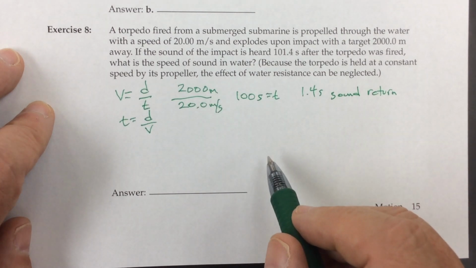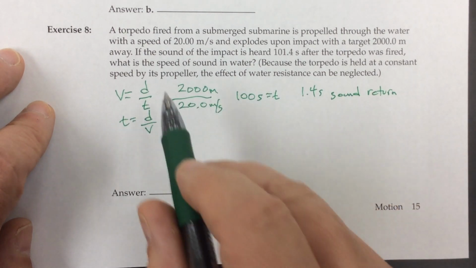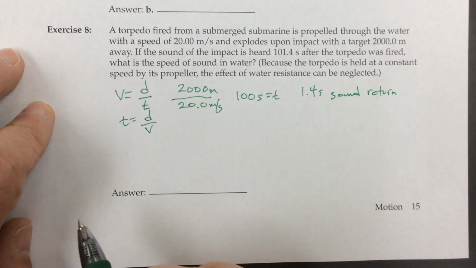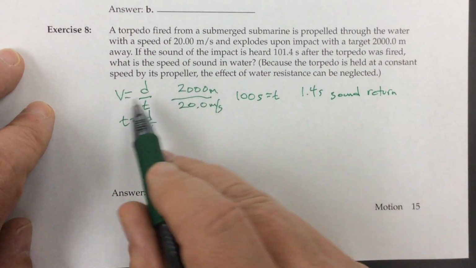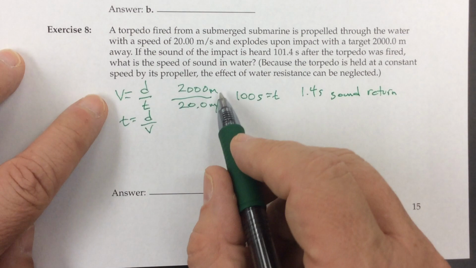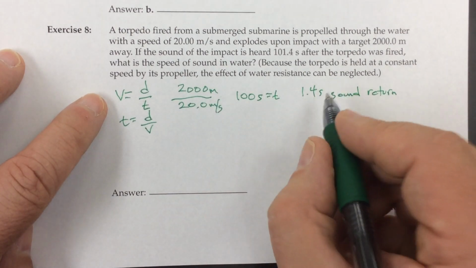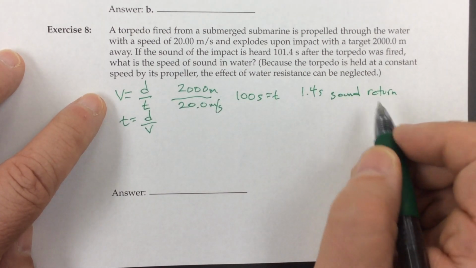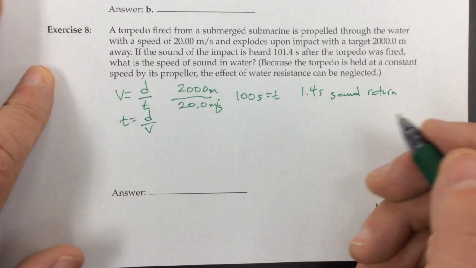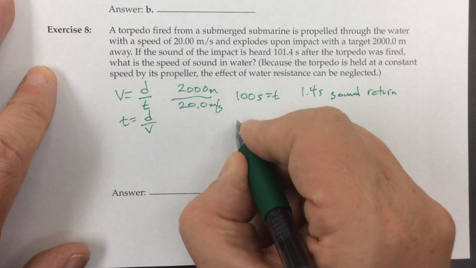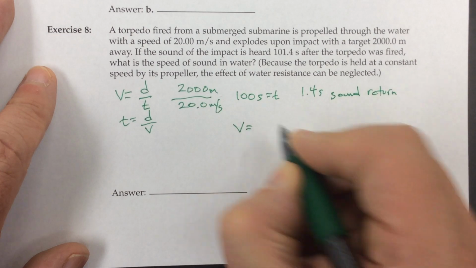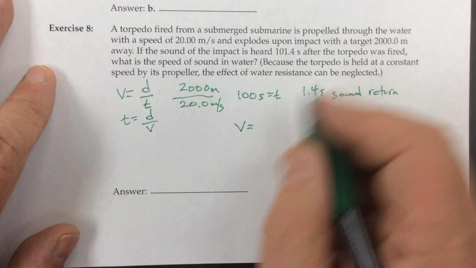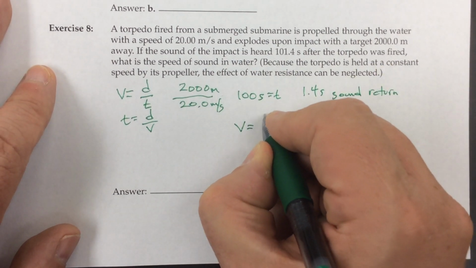It's got a little motor on that. So we can just think that that is normal. It's not getting slower. It's not getting faster. So we can use this d over t. So we've got 100 seconds to get there, 1.4 sound to return. So what's the speed of sound? It's not accelerating. The sound is just traveling at a normal distance. So I can do the same one we did before.